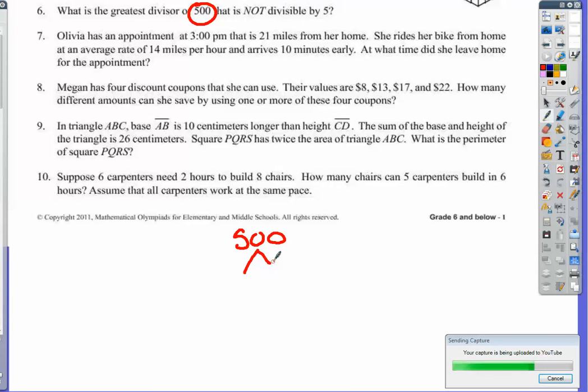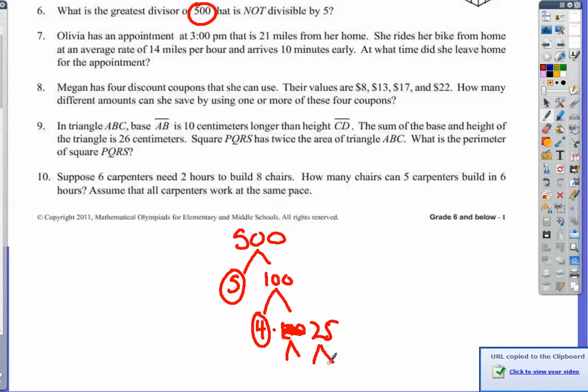So let's break it apart. Let's start easy. I know 5 times 100 equals 500, and 5 is a prime. Great. I know that 100 is the product of 4 times 25. 4 is not divisible by 5. And 25 is the product of 5 times 5.